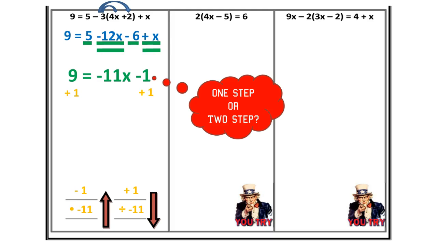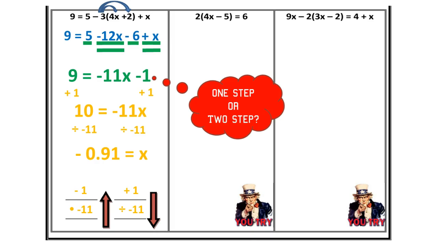So I'm going to add 1 to both sides. Negative 1 plus 1 equals 0. 9 plus 1 equals 10. Divide both sides by negative 11. Negative 11 divided by negative 11 equals 1. 10 divided by negative 11 equals negative 0.91. If I substitute that value back into my equation, either in the simplified or unsimplified version, I should get a true statement.